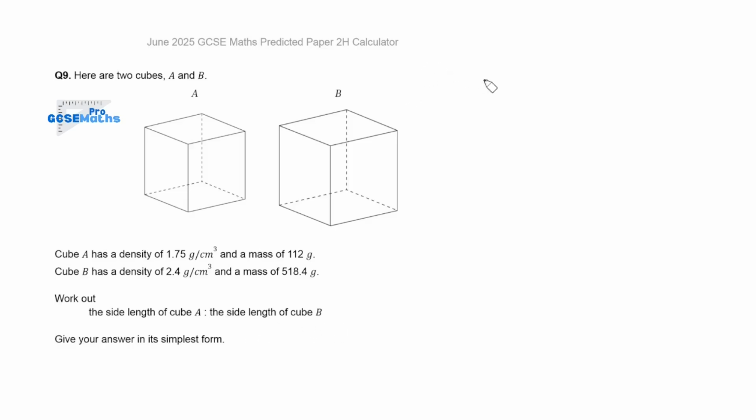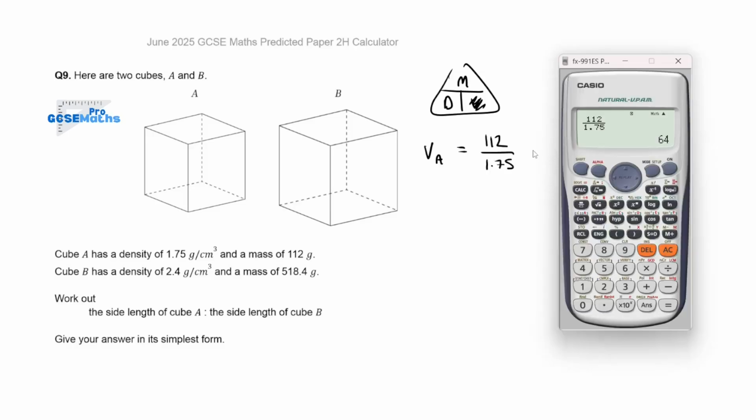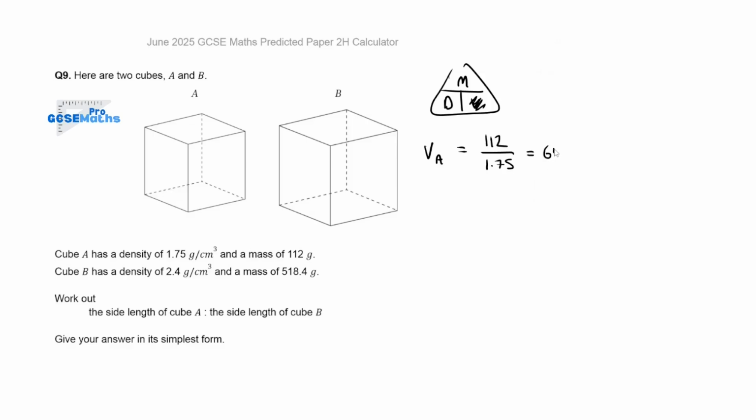So for this one we do need to have our density formula, or just formula triangle, which is density is mass over volume. Now, given that we've been told density and mass, the only thing that we're left with is then volume. We might as well work out the volume of both. So for the volume of A, I need to do the mass of 112 divided by the density, 1.75, and that gives me 64 centimetres cubed.